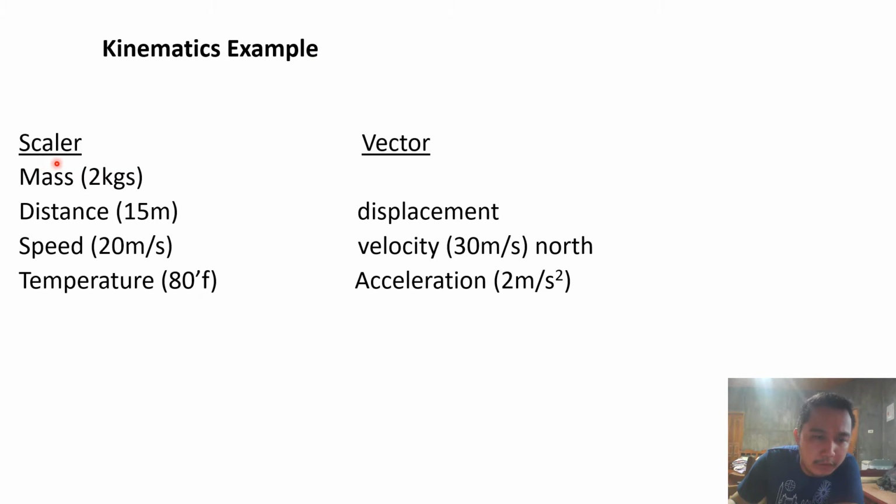Kinematic examples: scalar: mass 2 kilograms, distance 15 meters, speed 20 meters per second, temperature 80. Vector: displacement, velocity 30 meters per second north, acceleration 2 meters per second squared.